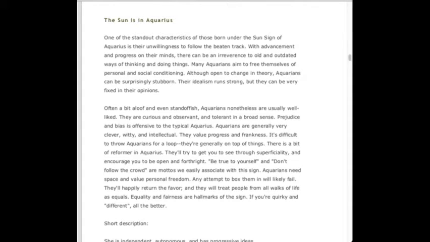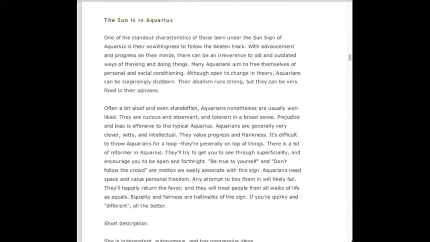Although open to change in theory, Aquarians can be surprisingly stubborn. Their idealism runs strong, but they can be very fixed in their opinions. Often a bit aloof and even standoffish, Aquarius nonetheless are usually well-liked. They are curious and observant and tolerant in a broad sense. Prejudice and bias is offensive to the typical Aquarian. Aquarians are generally very clever, witty, and intellectual.